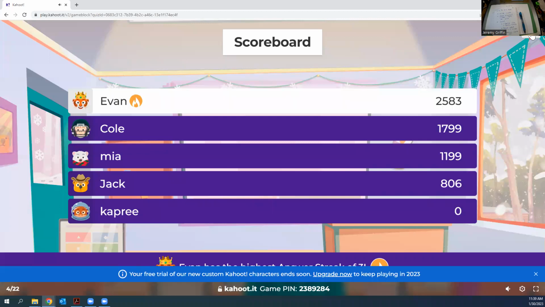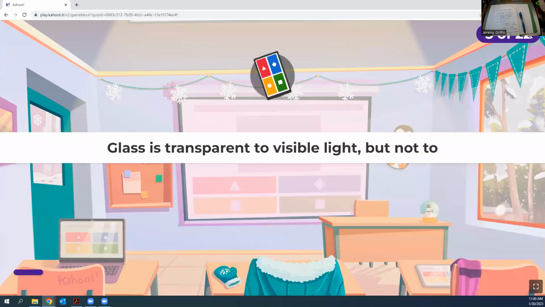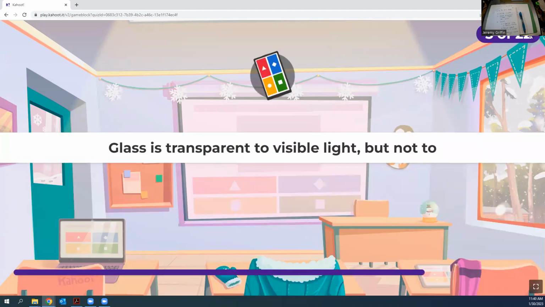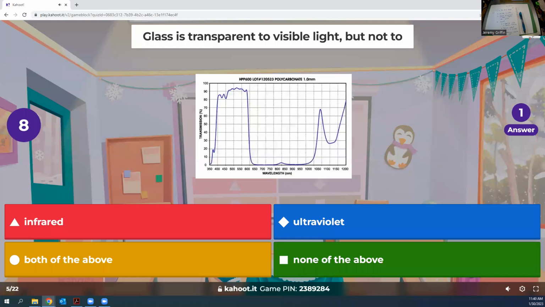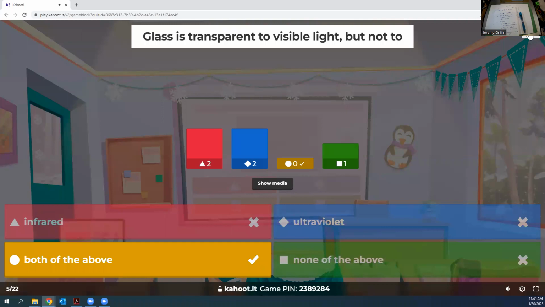All right, Evan on fire, got Cole, Mia, Jack, getting points. Glass is transparent to visible light, but not to what? Got a trivia question. Okay, yeah, I hadn't told you guys that, so I wouldn't expect you to know it. But this is pretty cool trivia, though.